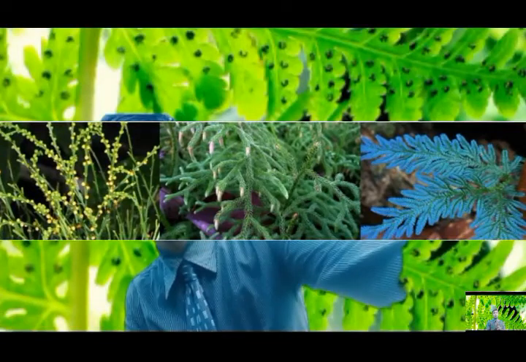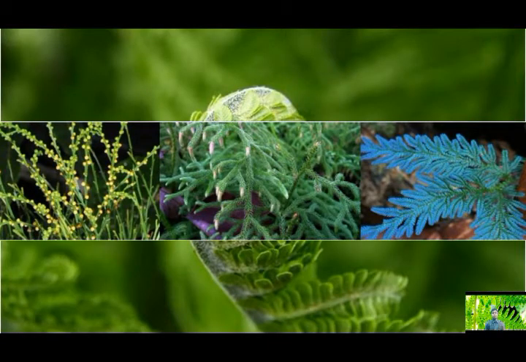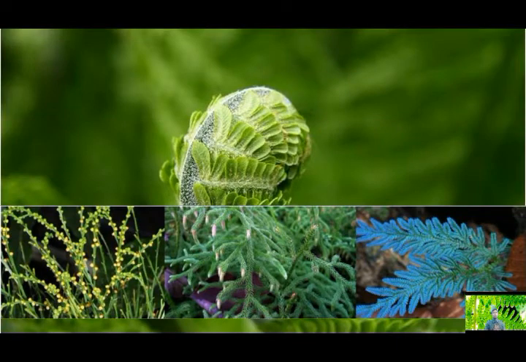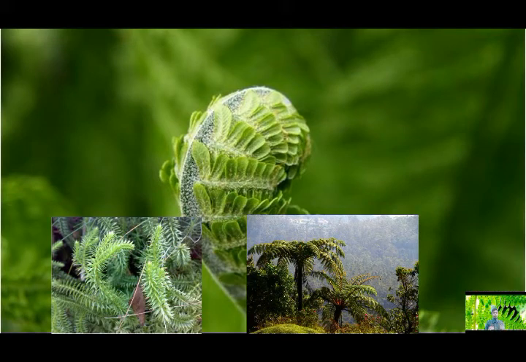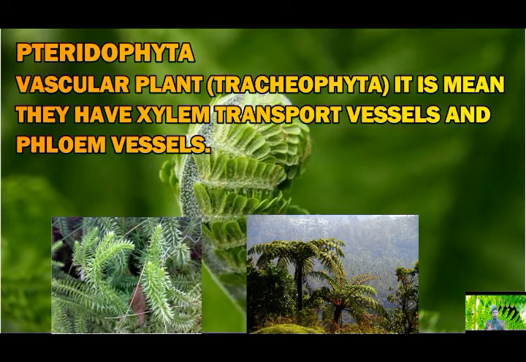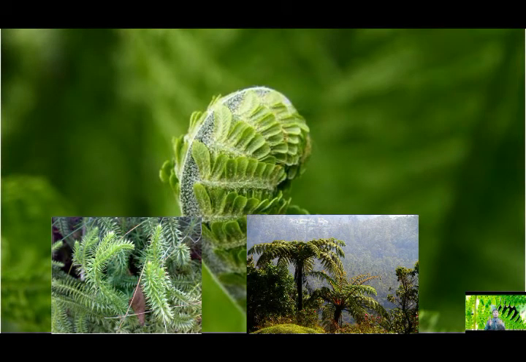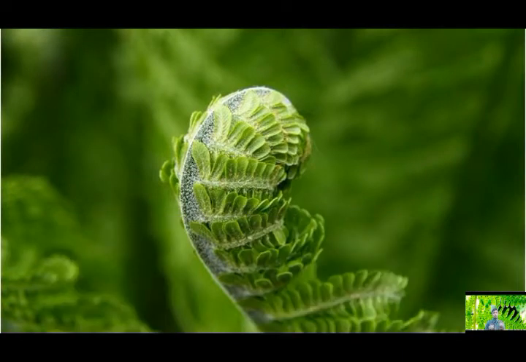Basically, we must know the meaning of PTERIDOPHYTA. Etymologically, the Latin name PTERIDOPHYTA comes from the Greek, namely pteron, which means feathers, and phyton, which means plant, which is a group of plants whose bodies have formed a cormus, or already have roots, stem, and leaves. PTERIDOPHYTA are already vascular plants, which can also be called tracheophytes because they already have XYLEM and phloem transport vessels.